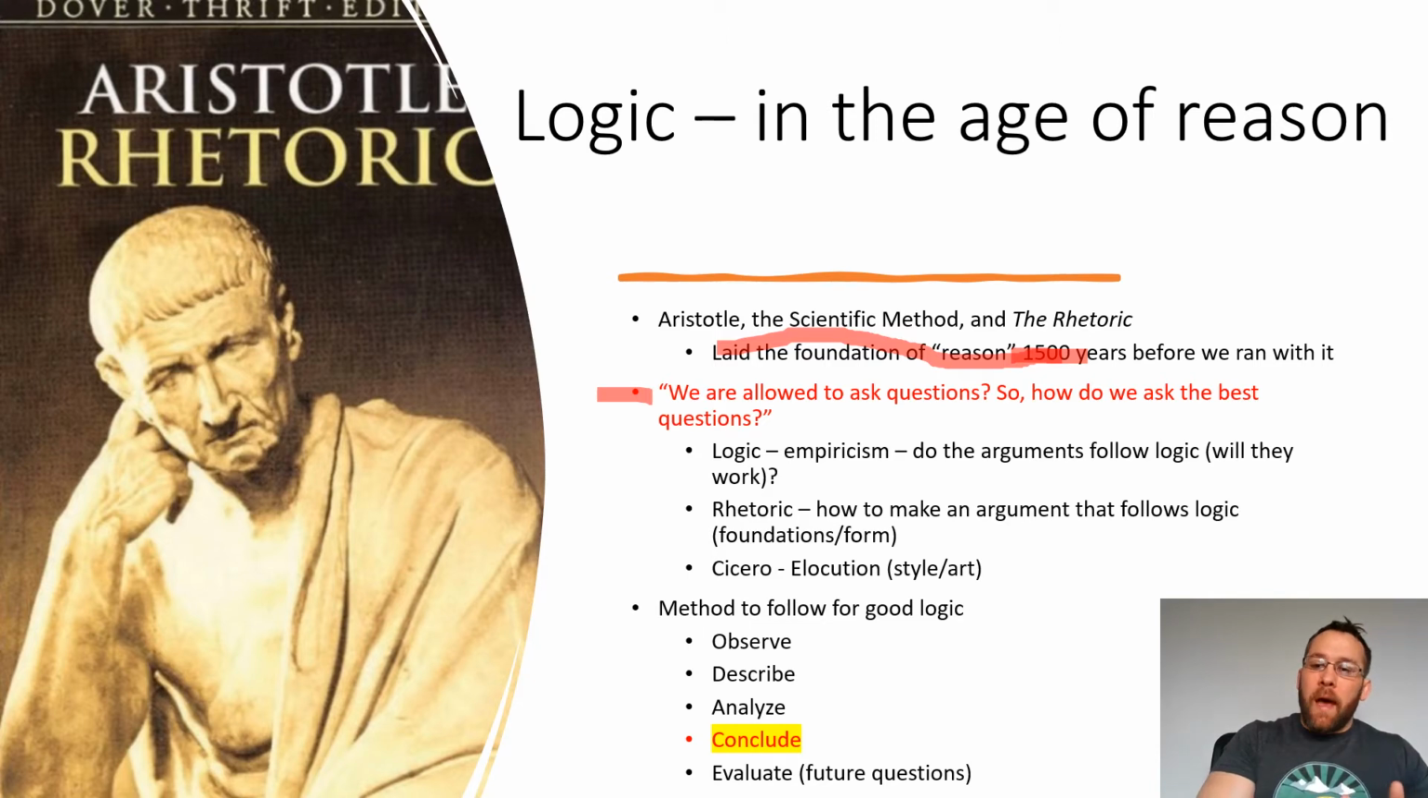Aristotle looks back on the work of Socrates saying we should be able to question authority. And Aristotle says, look, now that we're allowed to ask questions, Socrates has paved the way to give us permission to ask questions. How do we ask the best questions possible in order to get the answers that we want to get or that we need to get in order to better understand the world?